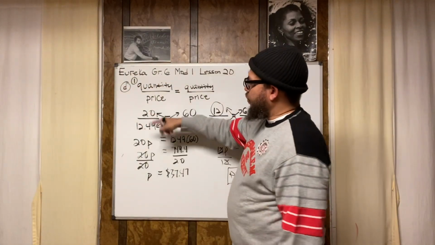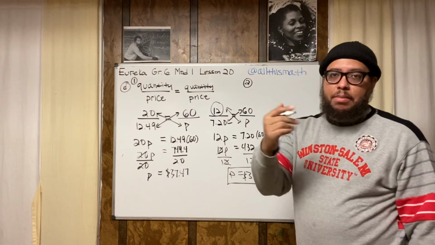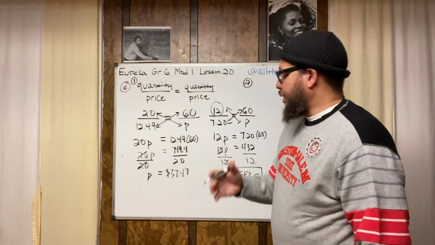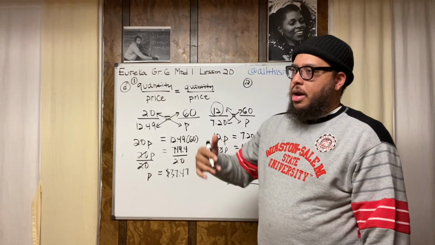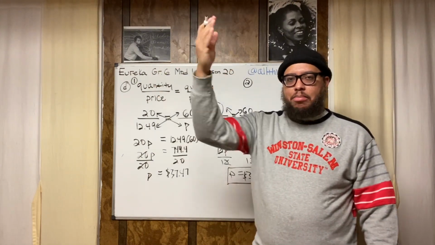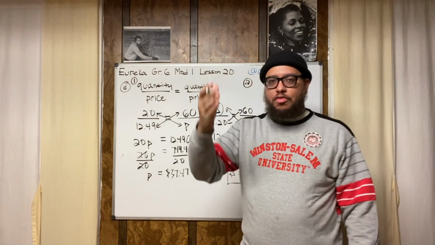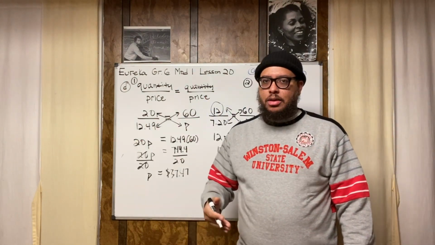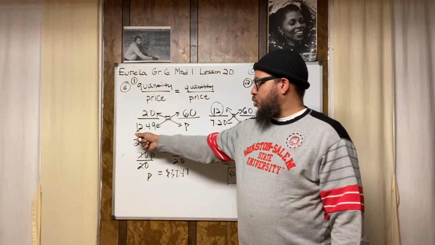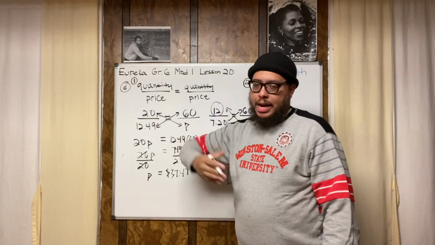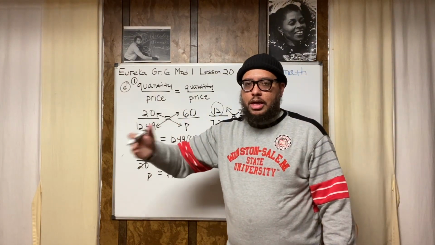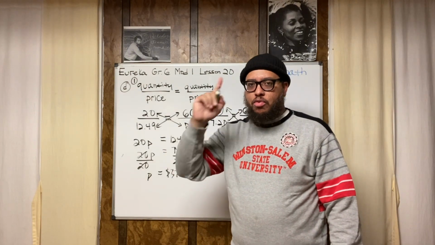Like, for the 20 pack, if I want to know how much one battery costs, I'm just breaking the 20 pack down. I'm taking $12.49 and breaking it down into 20 equal parts. That's what division is. You divide something up into equal parts. And each of those parts is the price of one of those batteries.